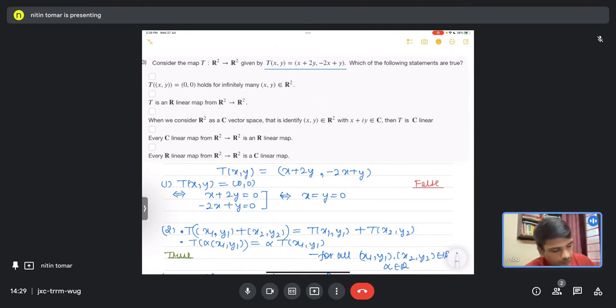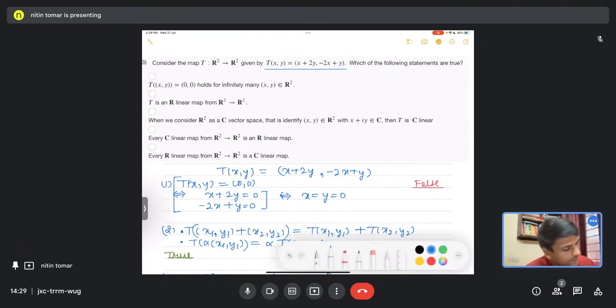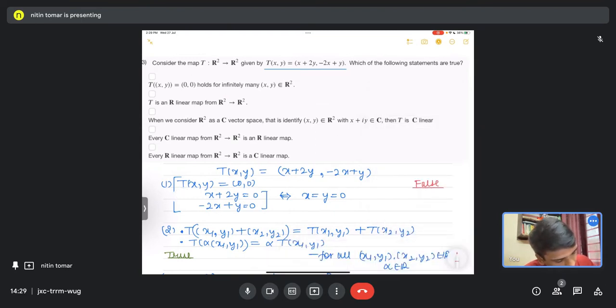It is not true. One can solve using the definition only. If T(x, y) = (0, 0), then this is possible if and only if x + 2y = 0 and -2x + y = 0. So this is a system of linear equations in two variables. If you solve it, we get x = y = 0. So the only point where T(x, y) is (0, 0) is (0, 0) itself. So there is only one point, and the first option is false.